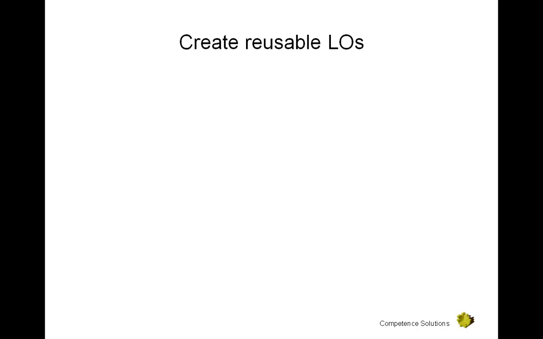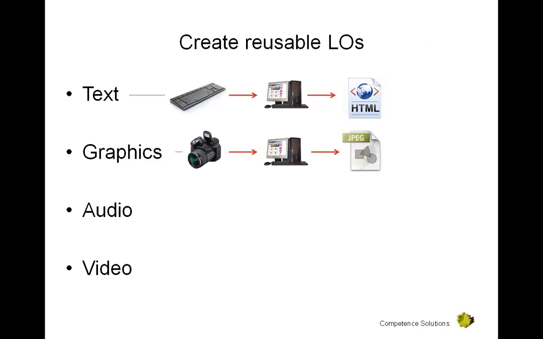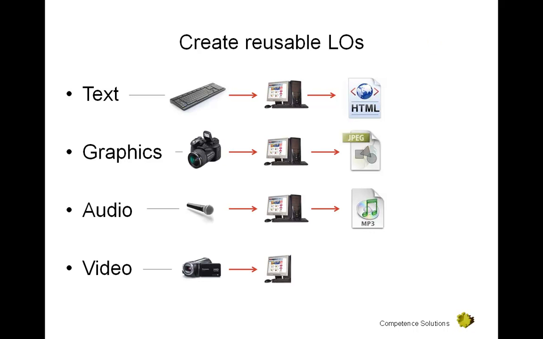The creation process of learning objects in brief. Text, graphics, audio and video. Text is created using a computer and the resulting file is stored as an HTML file. Graphics created with a camera, stored on your computer as JPEG files. Audio streams downloaded to your computer and stored as MP3 files. And video captures downloaded to your computer and stored as AVI files.